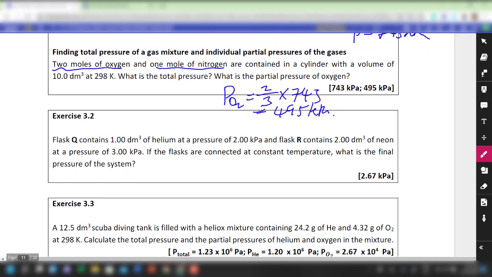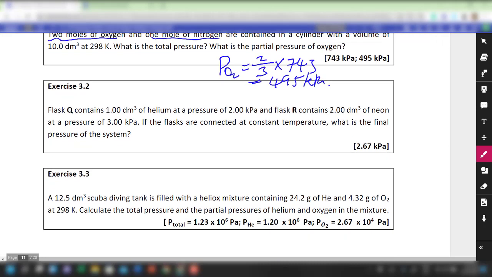Okay, yep. Then for 3.2, you have a flask Q containing 1.00 dm cube of helium at a pressure of 2 kilopascal. Then you have flask R containing 2 dm cube of neon at a pressure of 3 kilopascal. So if the 2 flasks are connected at a constant temperature, what is the final pressure?